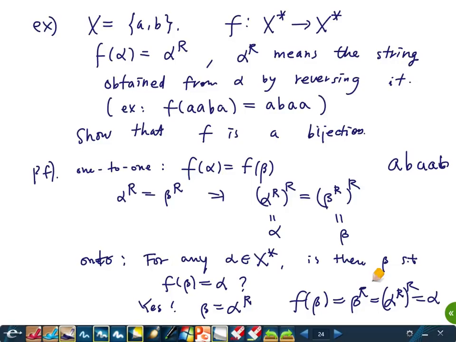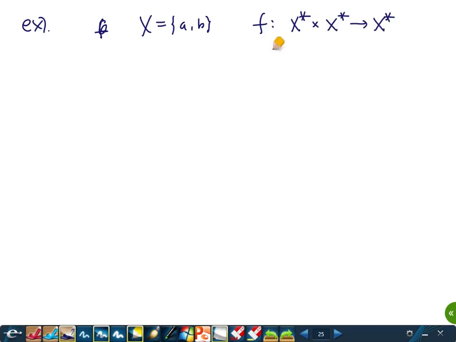Let me do one more example. Again, X is {A, B}. F is a function from X star times X star to X star, where f of alpha comma beta is defined to be the concatenation. So we have a pair of strings, alpha comma beta, and we just concatenate them. It's a well-defined function. Is this one-to-one or onto? Do you think it's one-to-one?